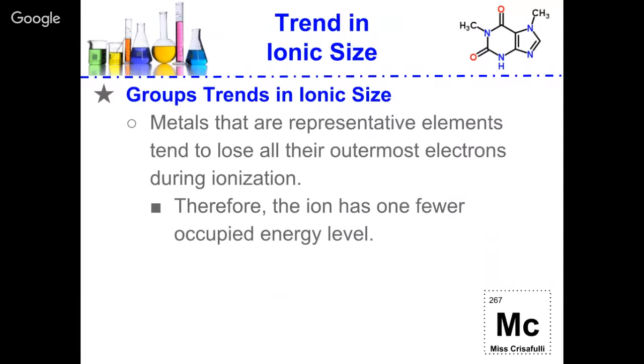Metals that are representative elements tend to lose all of their outermost electrons during ionization. Therefore, the ion will have one fewer occupied energy level. So the size of the atom, remember they shed that outer energy level, is going to shrink. Should make sense.